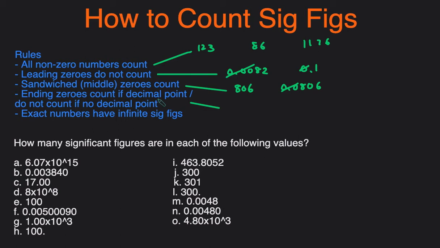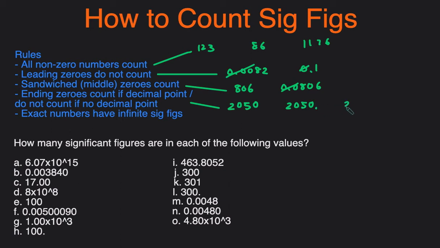And then ending zeros, because those can get a little confusing, but it really is quite easy. If there's a decimal point, it counts. If there was no decimal point, then ending zeros don't count. So for example, we have 2050, that'll just be 3 sig figs because that ending zero doesn't count because there's no decimal point, but this middle zero will count. That's 3 sig figs. But if we made it 2050 with a decimal, now this would be 4 sig figs. So if you have a decimal point, then the ending zeros will count.